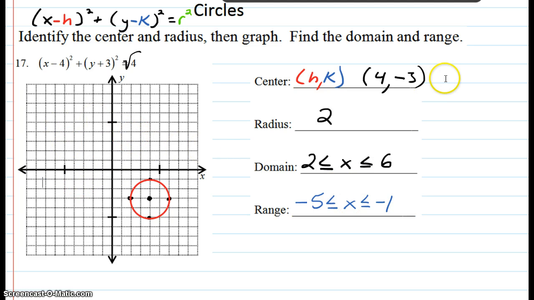So now we have our center, 4, negative 3. We found our radius at 2. Our domain, going from left to right, starts at 2, ends at 6. Our range, going from the bottom, starts at negative 5 and ends at negative 1. I hope you had paused the video and come back and checked your answer. If not, now would be a good time, because now we're going to try our next example.